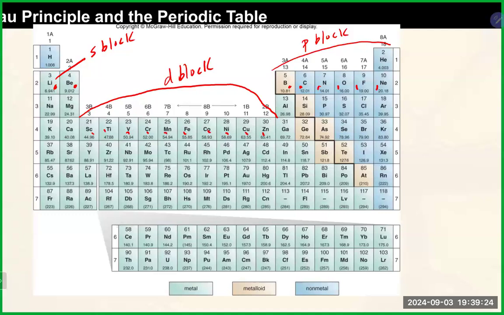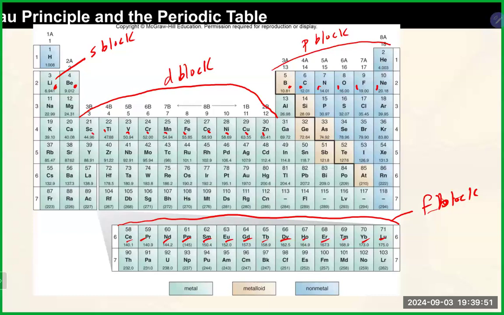And lastly, our 2 rows on the bottom here are the lanthanides and actinides. Those are what are referred to as the F block. F has 14: 1, 2, 3, 4, 5, 6, 7, 8, 9, 10, 11, 12, 13, and 14. So if you know what you're doing, you can actually count off electron configuration from the periodic table.